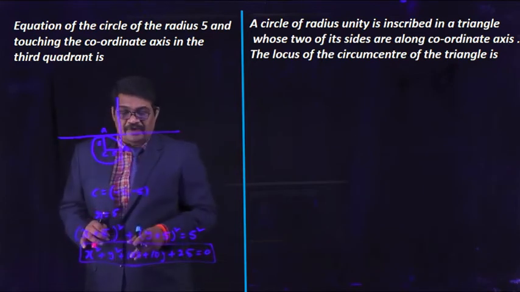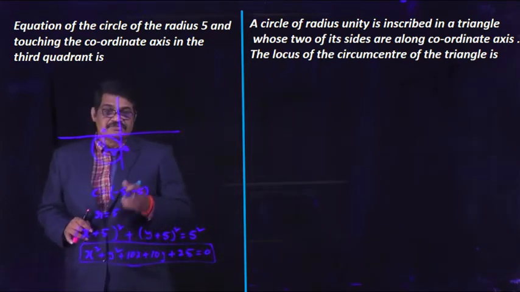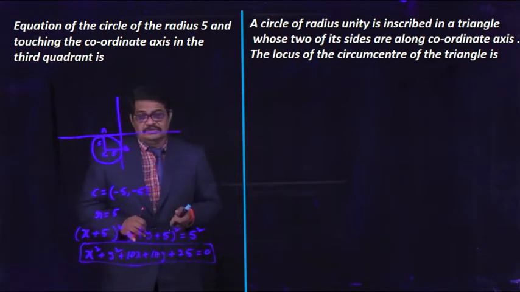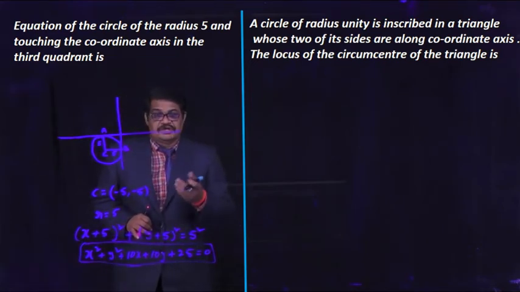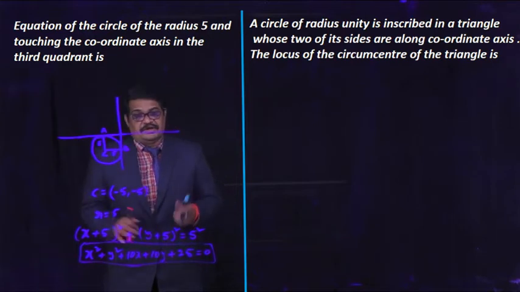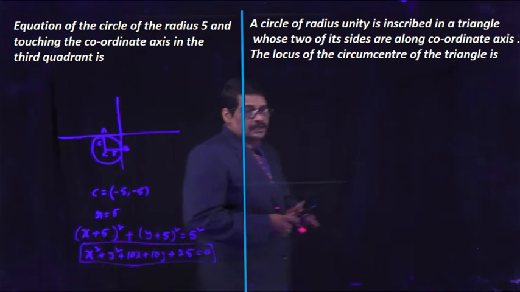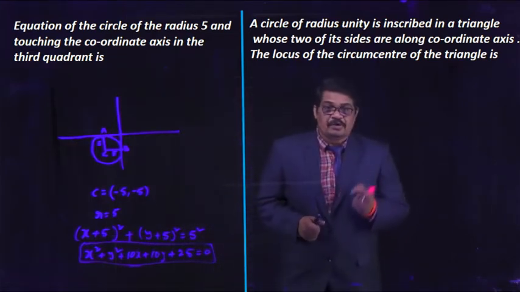Here the radius is 5, that is, minus 5 comma minus 5 is the center and also the radius r is equal to 5. So we are getting the center and radius, then we write the circle equation. Okay. See the next problem.